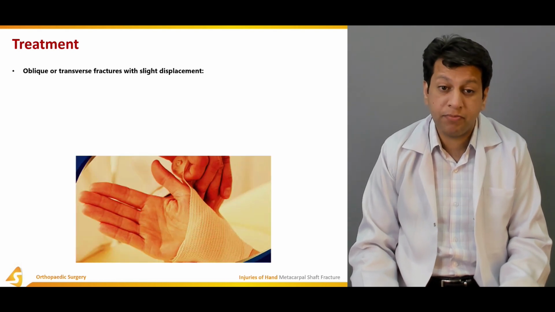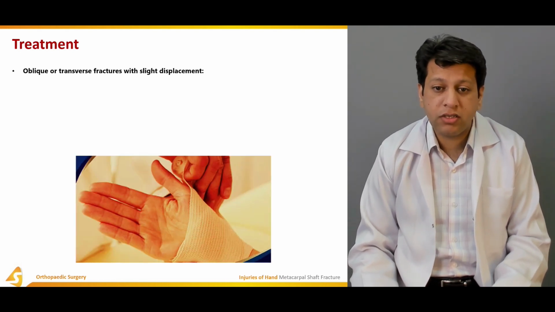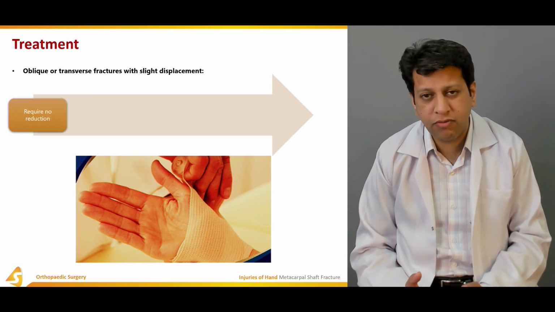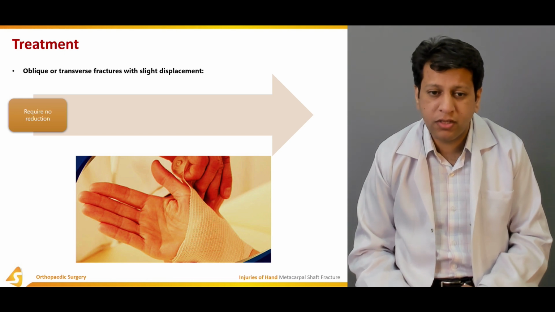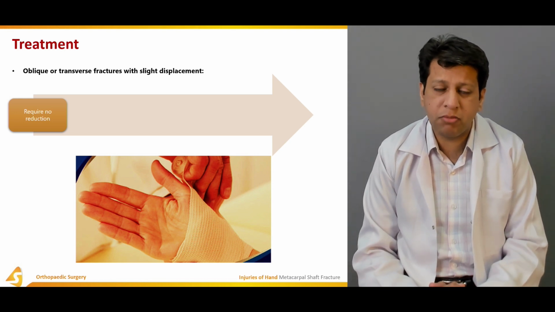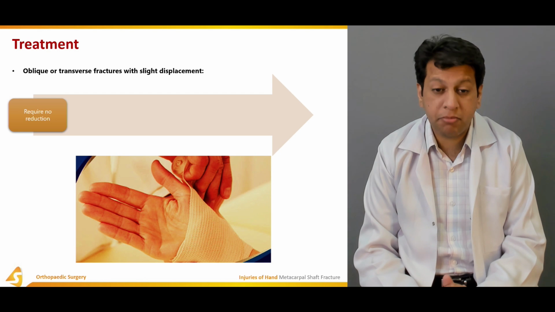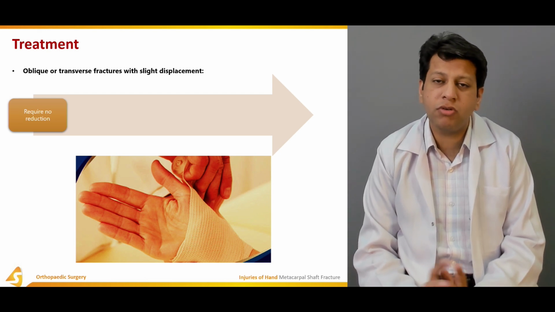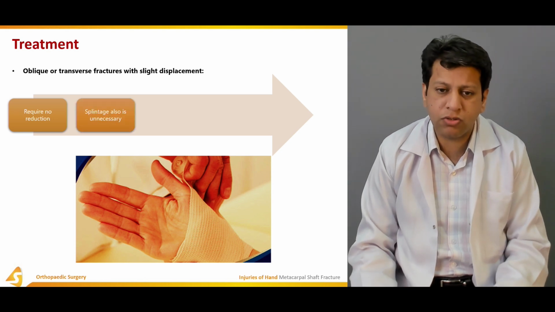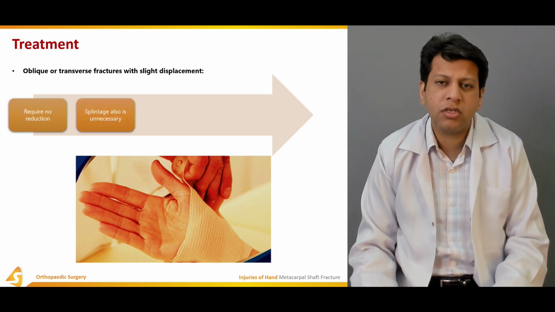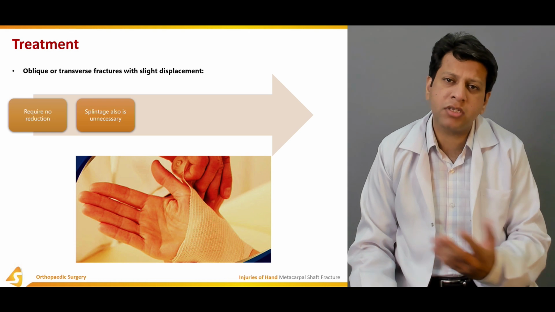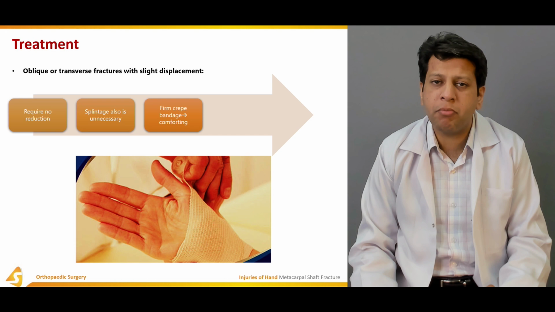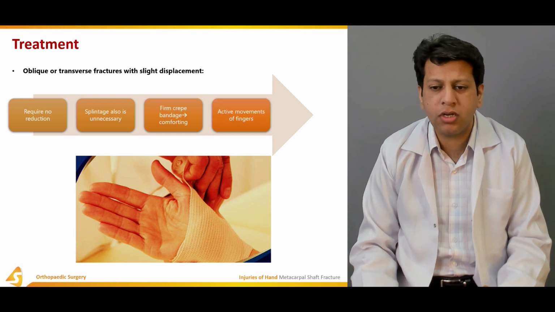Coming to the treatment, oblique or transverse fractures with slight displacement, depending upon what the angular deformity is and what the rotational deformity is. The rotational deformity is not very acceptable, but angular deformity can be accepted. So if there is slight displacement, you don't need the reduction. That will heal on its own. And splintage is also unnecessary. We can go for a crepe bandage, but sometimes a splint is given just in case, although a firm crepe bandage may be more than enough.